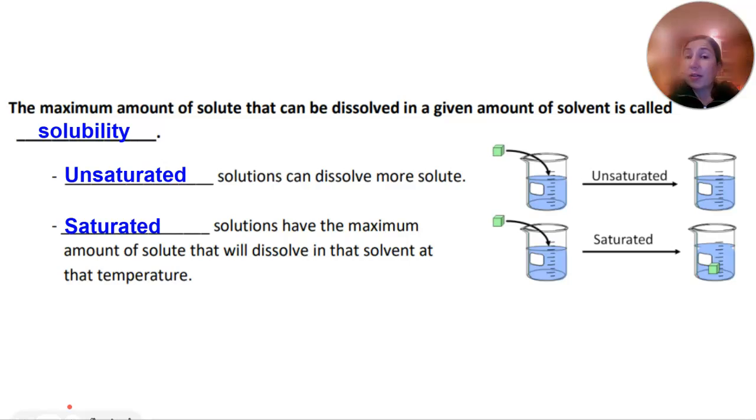They have not yet reached their saturation level, or their max capacity. Whereas saturated solutions do have the maximum amount of solute that will dissolve in that solvent at that given temperature. So if a solution is saturated and you try to add more in, that extra solute just sits at the bottom and won't do anything. If a solution is unsaturated, it hasn't yet reached its capacity, you add more solute in and it looks like it's gone. Now it's not gone, it's just all dissolved because it was not yet saturated. So think of saturation as a maxed capacity, and unsaturated means you have not yet reached that.